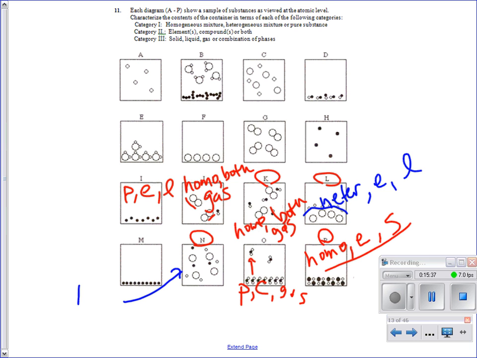All right, and then N, that's pretty, what is it? What kind of mixture? I'm going to go homo. Solid, elements, compounds, or both? Elements. And the phase? Yes. Okay. Up here, the phases, we have a gas and a what? Liquid.